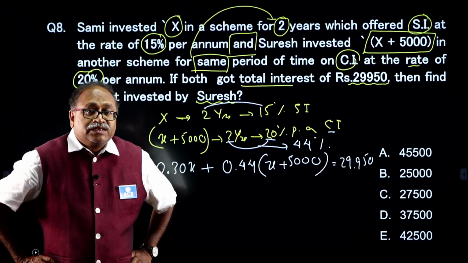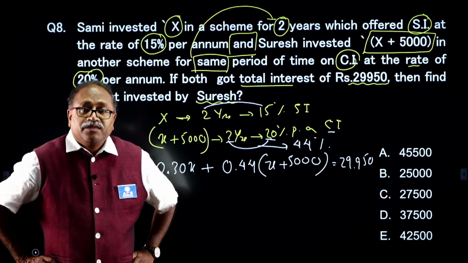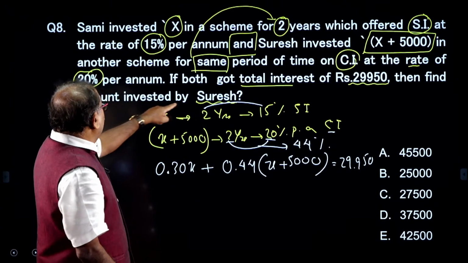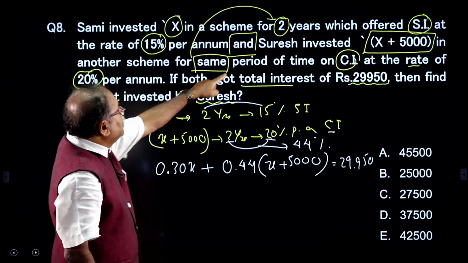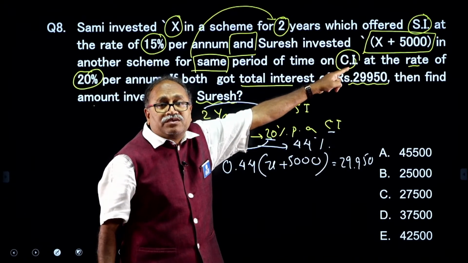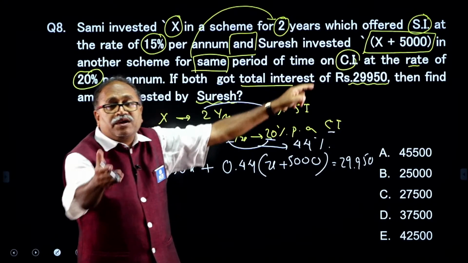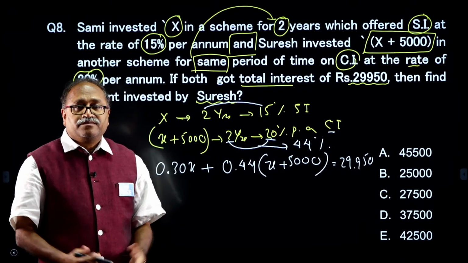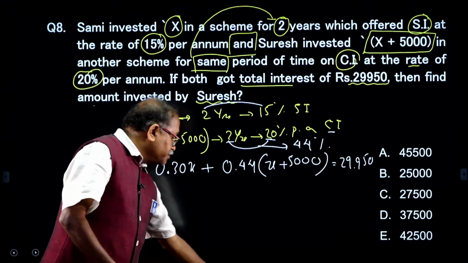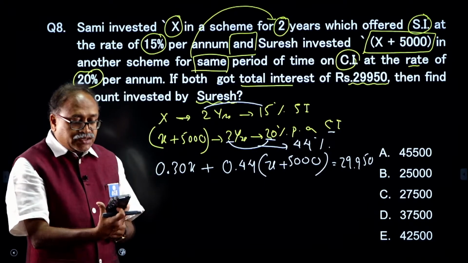Now, tell me my friends, can we get the X value? Yes. What I need is how much Suresh has invested. Suresh is X plus 5,000. Once I get the X, I will get the X plus 5,000. Come on, your time starts now. Try to answer the question.